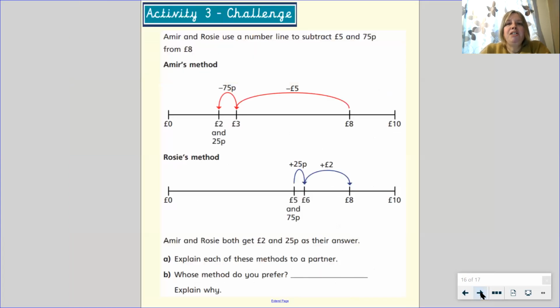Amir and Rosie use a number line to subtract £5.75 from £8. So we've got Amir's method and Rosie's method. Amir and Rosie both get £2.25 as their answer. Explain each of these methods to a partner. You can't do that because you haven't got a partner at home with you. So I'd like you to write down explaining how each method works and then whose method you prefer and why you prefer that method.